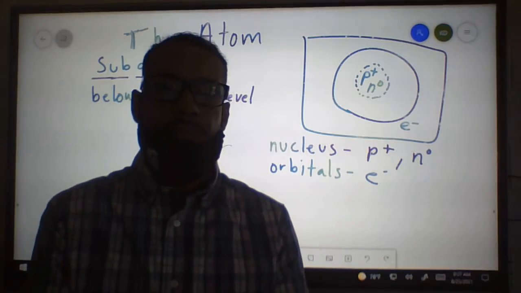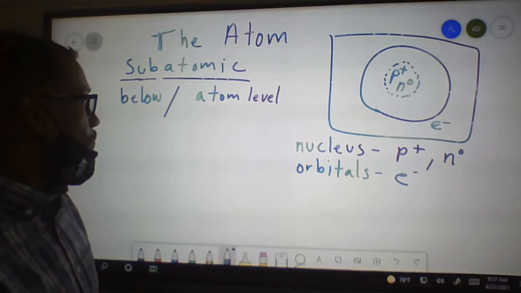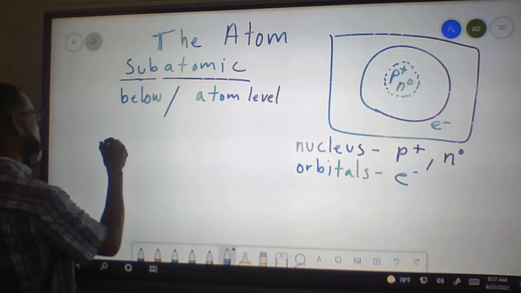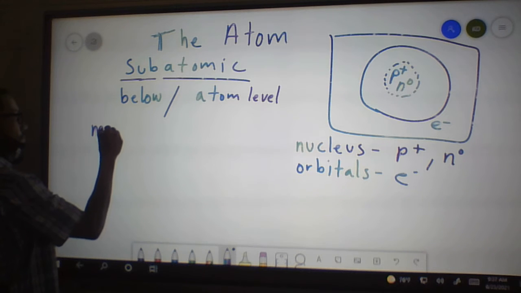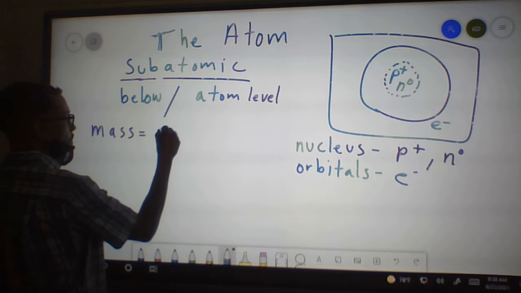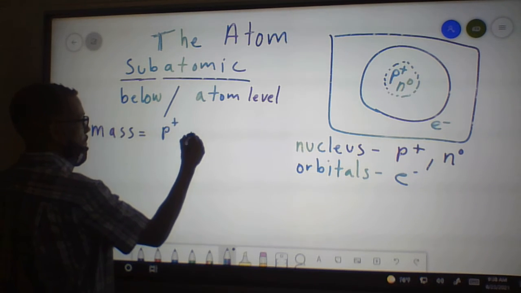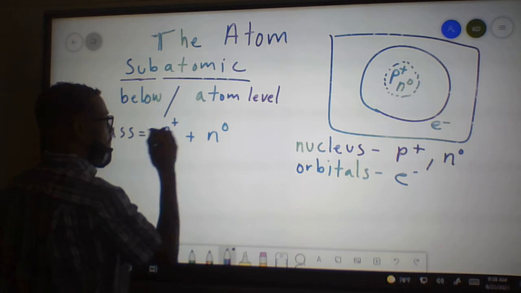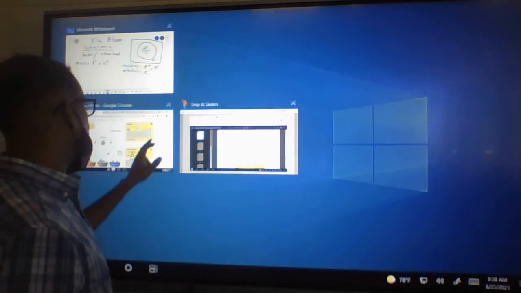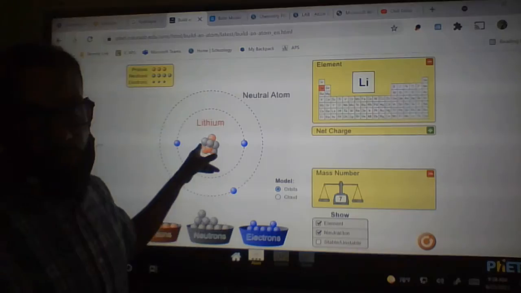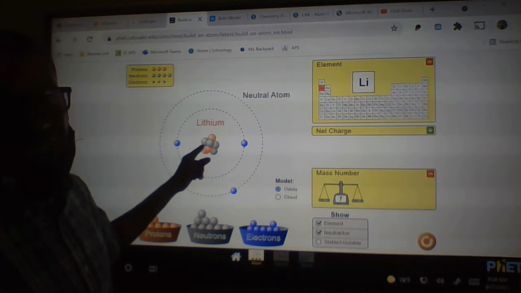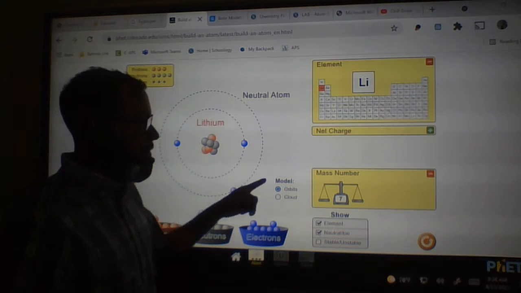And if we think about the atom as a whole, our mass is going to come strictly from the nucleus. So the mass is going to be our protons plus our neutrons. If we want to know the mass of this element here, we would simply look inside the nucleus, count the number of protons, and add that to the number of neutrons, and that would give us our mass number.